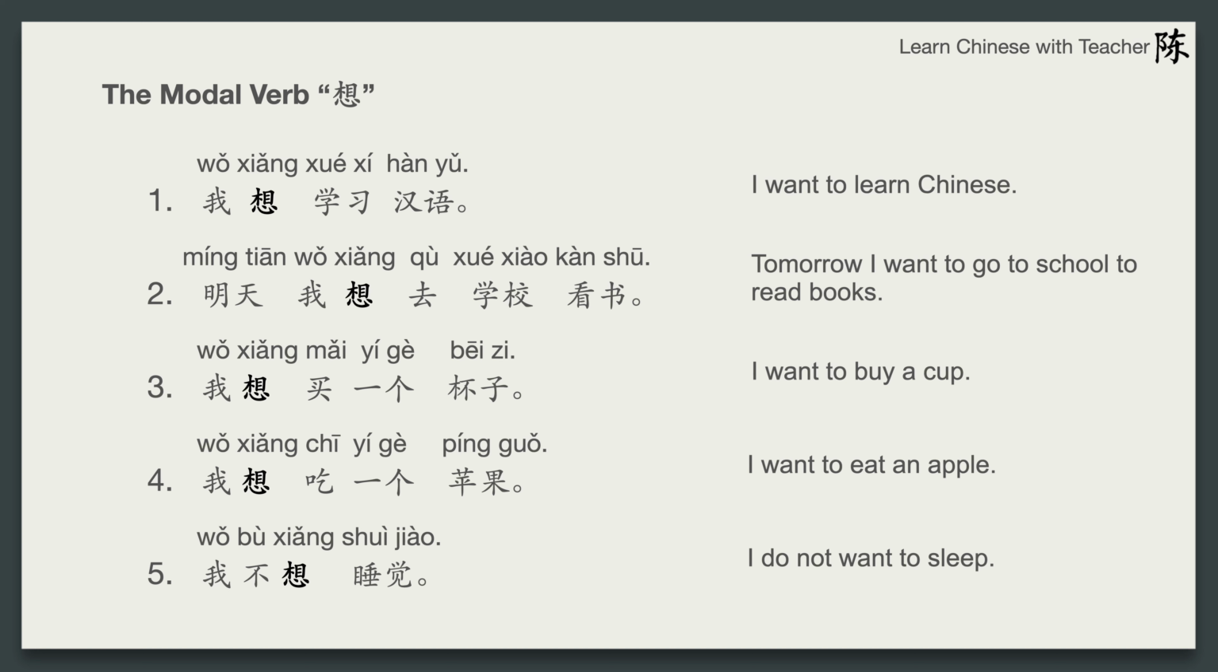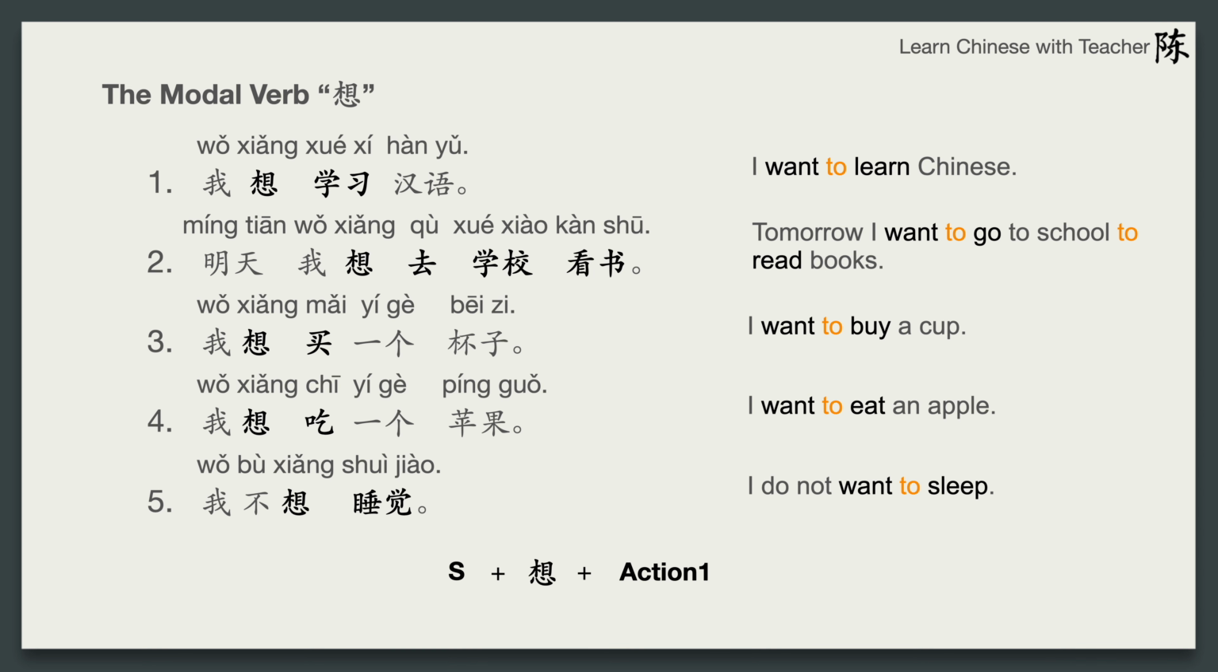The only difference is, in the English sentence, there is the preposition to, we say want to do something. But in a Chinese sentence, there is no preposition to. We just say 想 plus the verb itself. Like in the first one, 想学习. The second one, 想去学校看书. The third one, 想买. The fourth one, 想吃. The last one, 想睡觉.